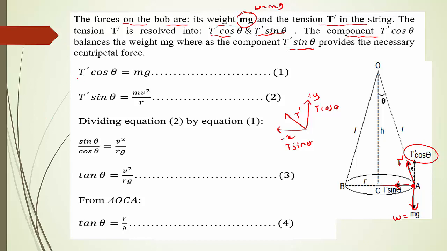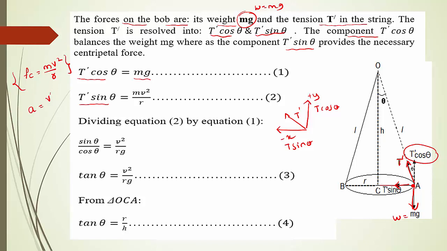The component T' cos theta is equal to the weight. Both are in the vertical direction, equal and opposite. Then T' sin theta will provide the necessary centripetal force. Centripetal force is denoted by Fc equal to mv square divided by r. This is the expression for centripetal force.